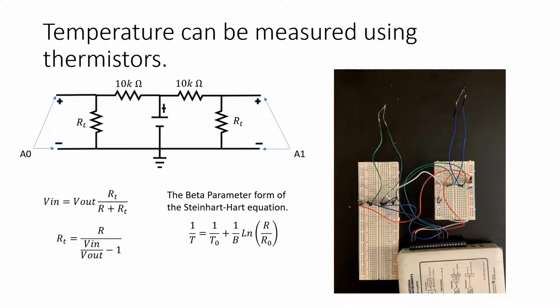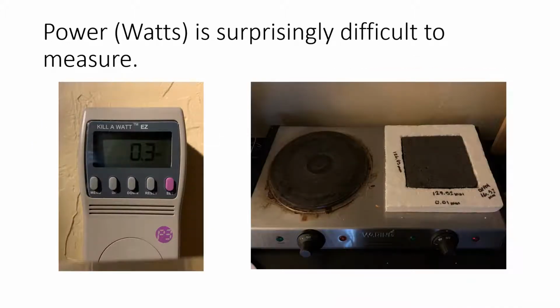Thermistors were used in this experiment in two parallel voltage divider circuits. The first equation shown on the left illustrates the voltage divider equation, which is then solved for the thermistor resistance. The beta parameter form of the Steinhart-Hart equation was then used to convert the resistance of the thermistor into a temperature in Kelvin.